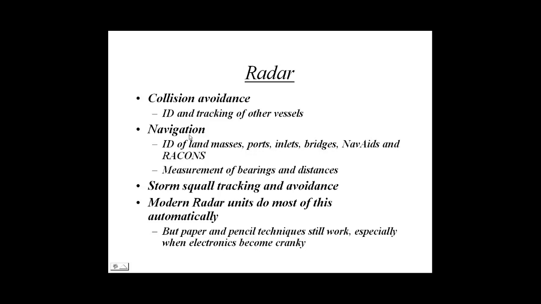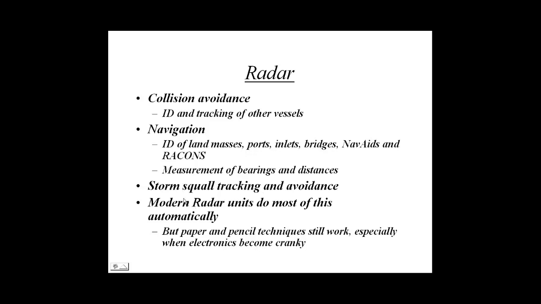Radar, collision avoidance. You can use radar to identify and track other vessels, of course. You can also use it to identify land masses, ports, inlets, bridges, nav aids, and so forth. Racons, which are the radar repeater nav aids that will show up on your radar. You can use it for measuring bearings and distances.